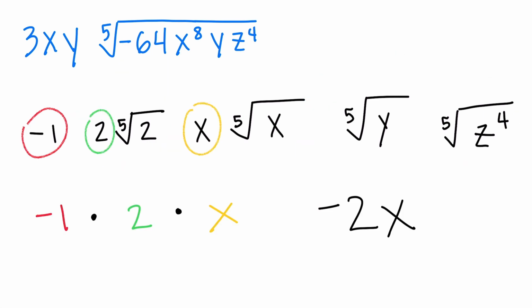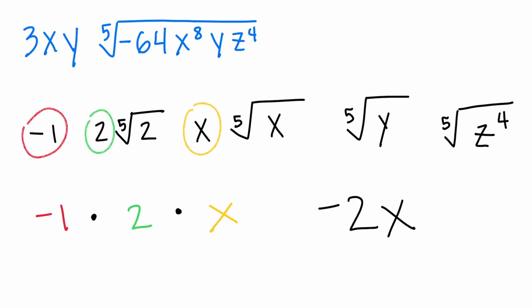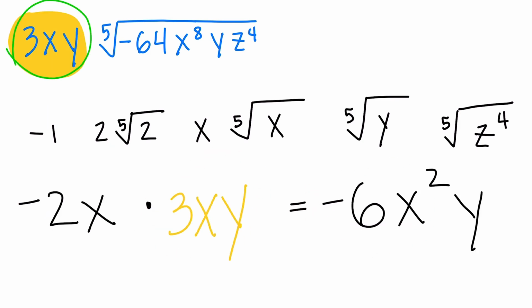We're going to start off with the components on the outsides: -1, 2, and x. We're just going to multiply them out, and you're going to get -2x. But this is not your final answer, because remember, we have 3xy up here on the top. So you bring that over here and multiply the -2x from our previous slide times 3xy, and you're going to get -6x squared y for the outside.